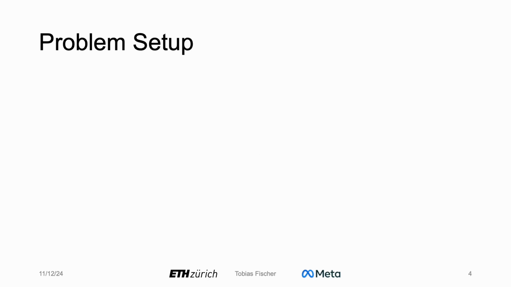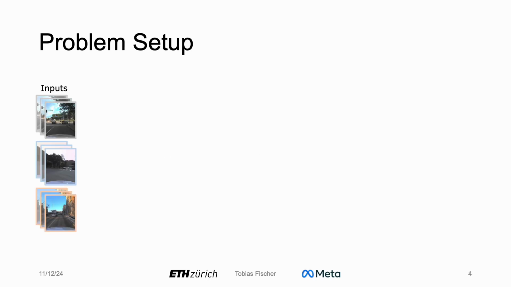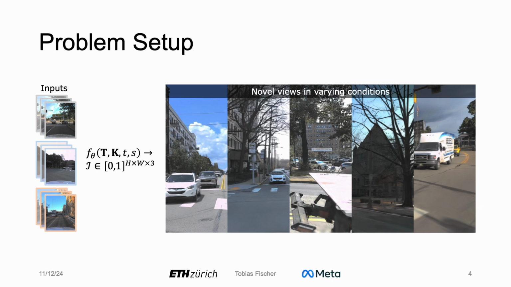Given a set of heterogeneous input sequences, captured by a fleet of vehicles at different times and thus in different conditions, our goal is to estimate the function that for a given arbitrary viewpoint at a certain time and sequence outputs the corresponding image, including the dynamic actors present at that time.